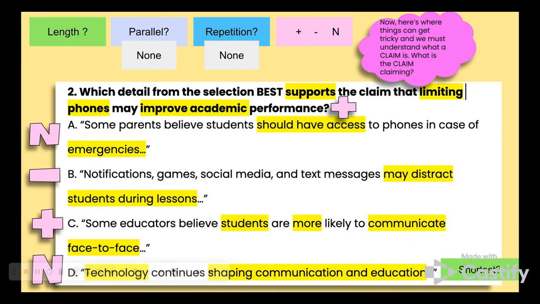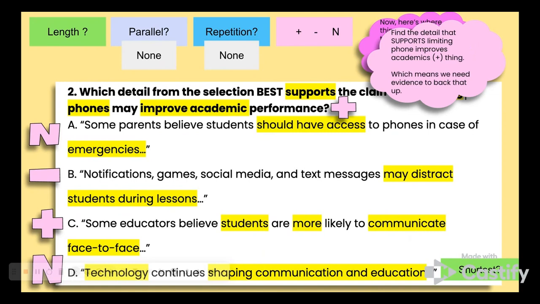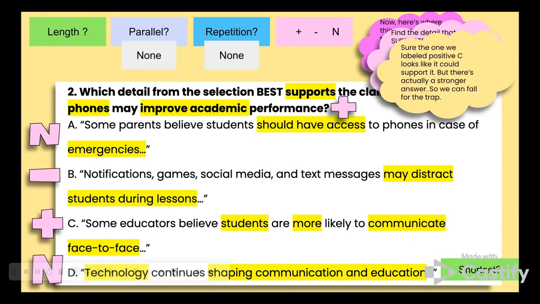So if we match it, if we're looking for one that supports it, what is the claim claiming? The claim is claiming that limiting phones may improve academic performance. Okay, so that's the positive piece, but we have to limit them. We have to take them away. So that's the negative piece. We need to find the detail that supports limiting phones is going to improve the academics, right? The positive thing, which means we really need evidence to back up why they should be taking away the phones.